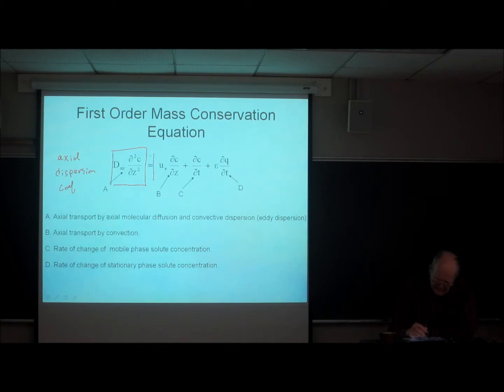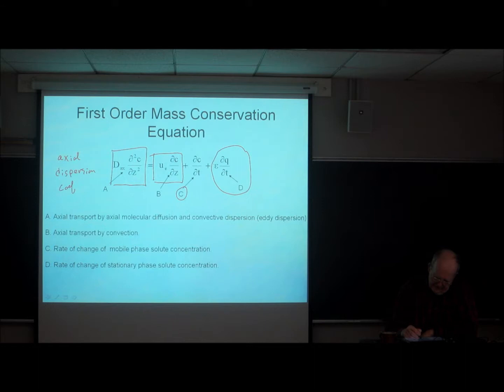The first term on the right is the product of the interstitial velocity and the first distance derivative of the concentration, and this corresponds to the net effect of convection into the zone and convection out of the zone. So that's the convective transport term. Terms C and D added together are the net accumulation of analyte in the zone in the column. This term C, partial in time, is the accumulation of solute in the mobile phase. C is the mobile phase concentration. And q is the stationary phase concentration. So the D term is the net accumulation of material in the stationary phase.